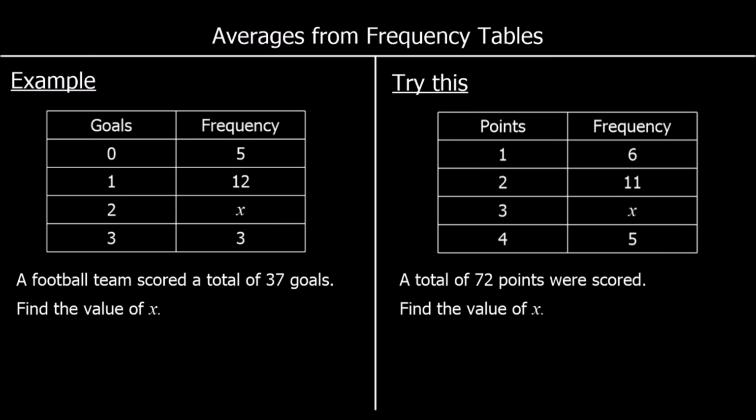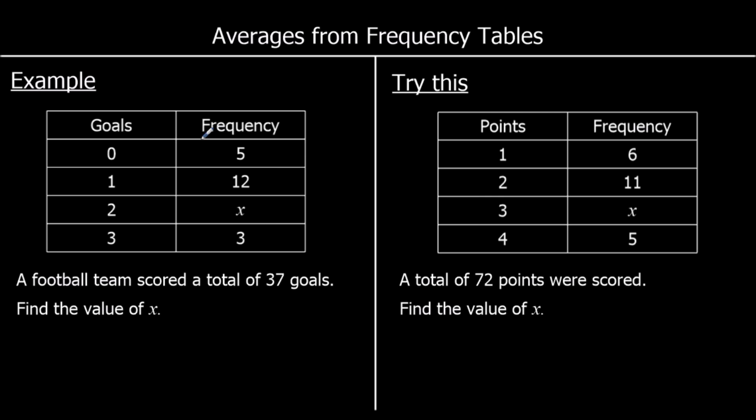Okay, here's another question. This time we have a missing number. We're told a football team has scored 37 goals in total. Find the value of X. So we know they've scored no goals 5 times, 1 goal 12 times. We don't know how many times they've scored 2 goals, but they've scored 3 goals 3 times.